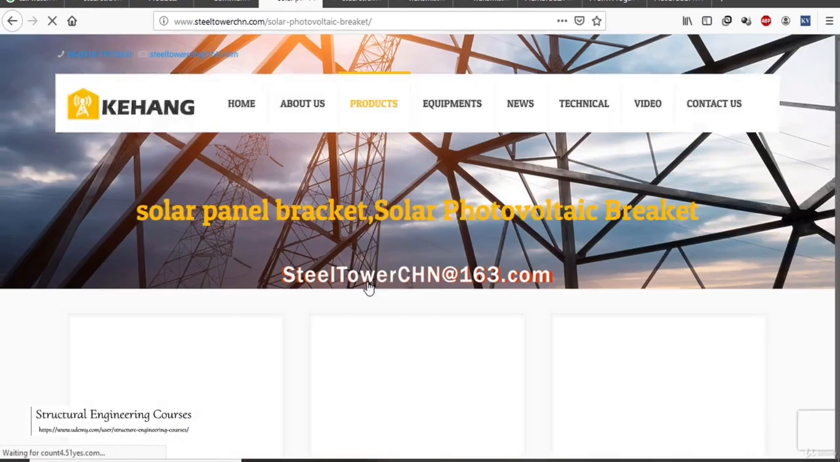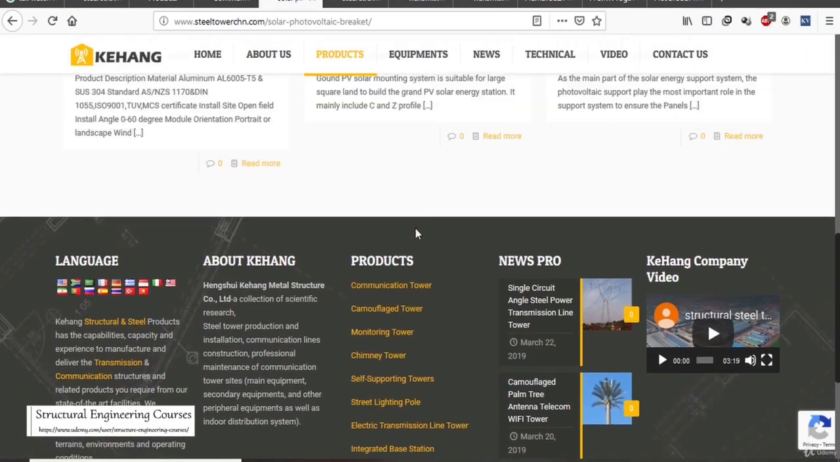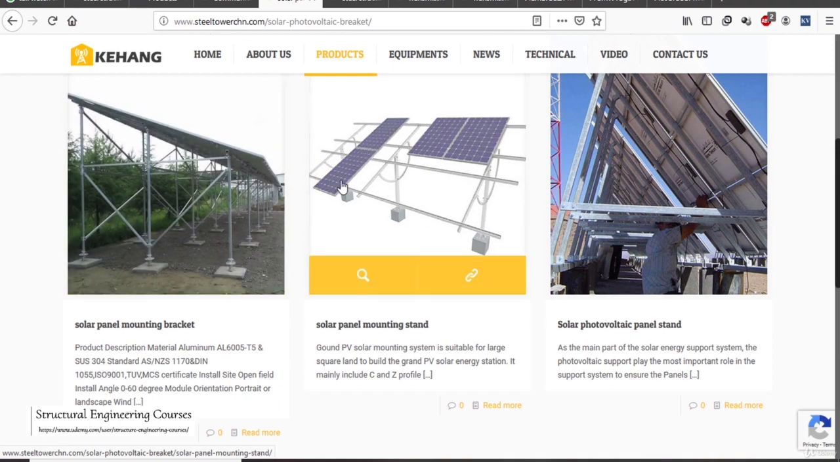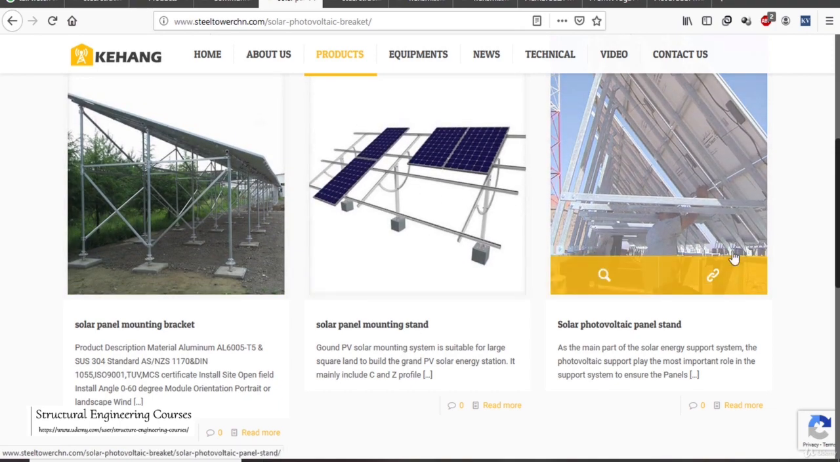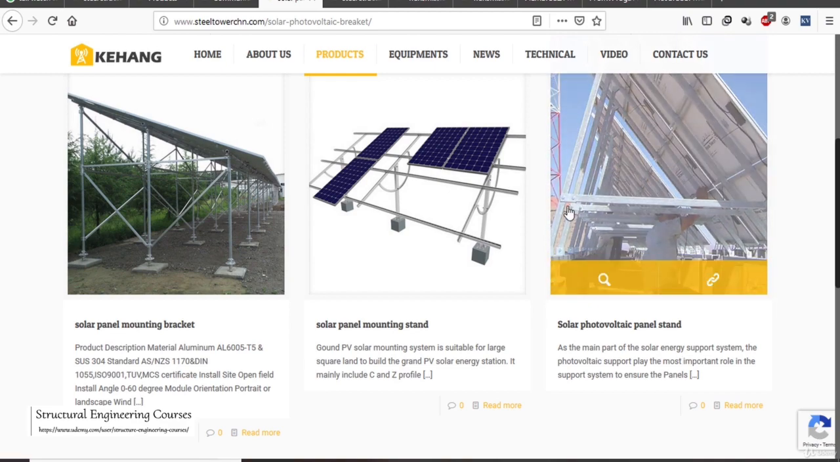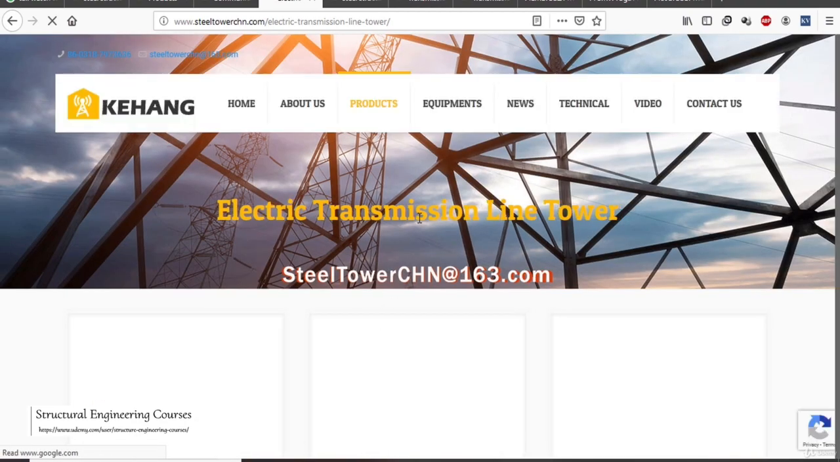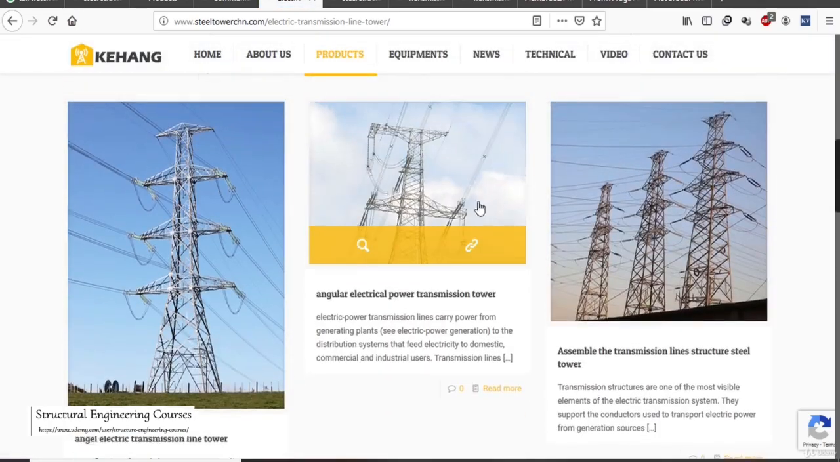I had already taught you about the solar panel brackets also. That is, this is the typical arrangement here. This is the portrait and this is the landscape. And here you can see that the solar panels are mounted on the ground itself. So this is the electric transmission line tower here.